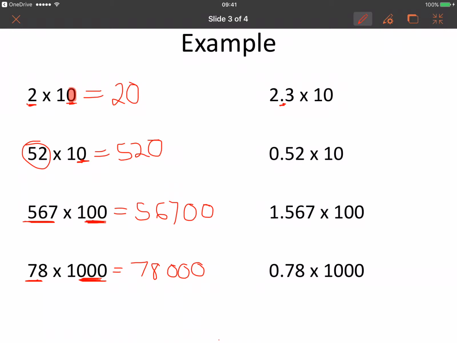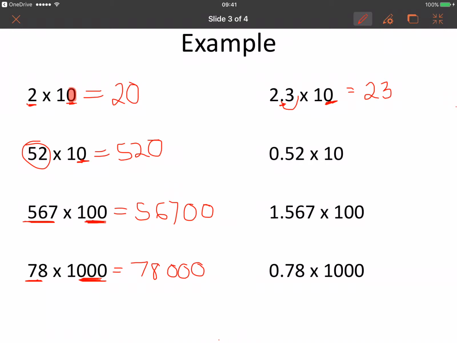So here goes, 2.3 times by 10. Bearing in mind I've got one zero at the end, I'm going to take my decimal point and move it one place to the right. That makes my number bigger. So 2.3 times 10 is 23.